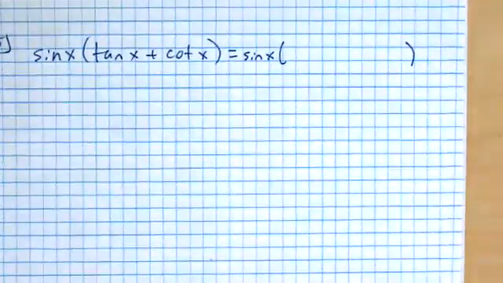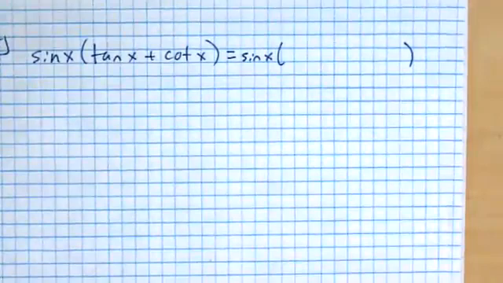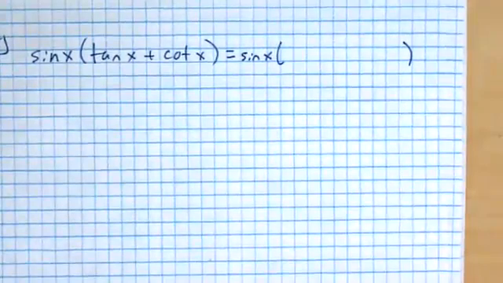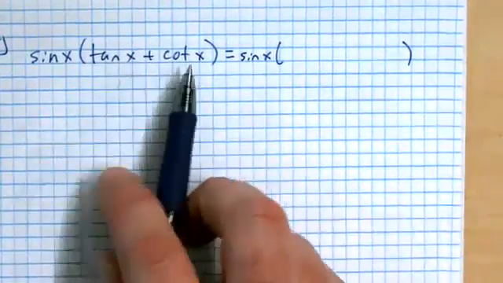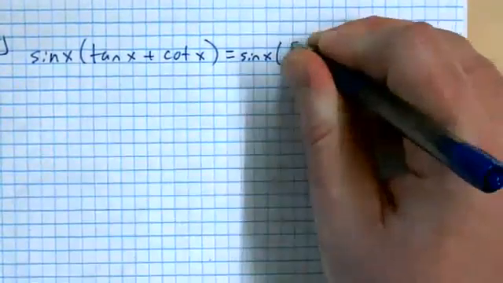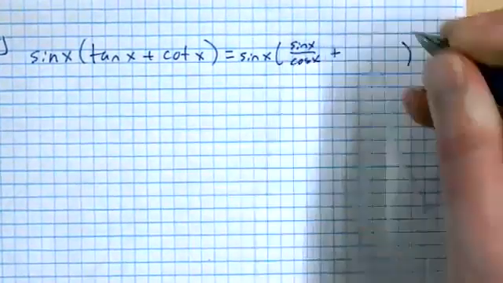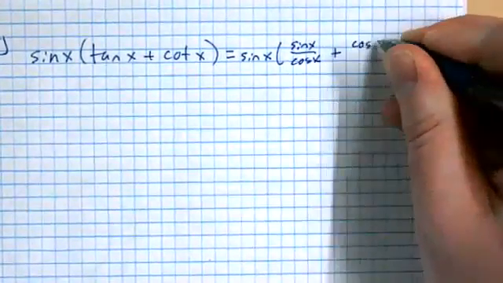Okay, so if we're going to leave that sine alone, then what can we do with that tangent and that cotangent? What are you thinking? We do the quotient identity with both of them. We can do that right in the same step since it's the same rule for both, right? So we'll turn tangent into sine over cosine, and we'll turn cotangent into cosine over sine.